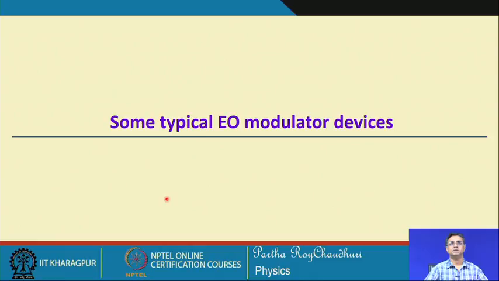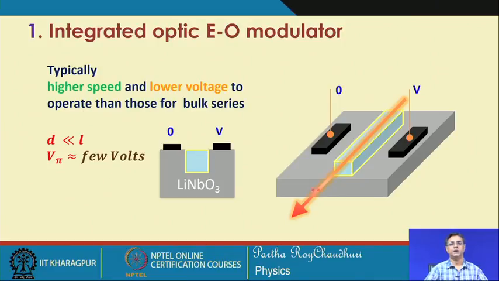Now, we will discuss some typical modulator devices which are very important, and we will also try to understand how they operate. Integrated optic electro-optic modulator, the basic configuration is this: you have a light signal which is passing through the waveguide, integrated optic waveguide. This is the high index region, that is the core of the waveguide, and these are the electrodes which are connected to the applied voltage. This is the ground, this is the potential V, and this is the cross section of a typical lithium niobate electro-optic modulator.